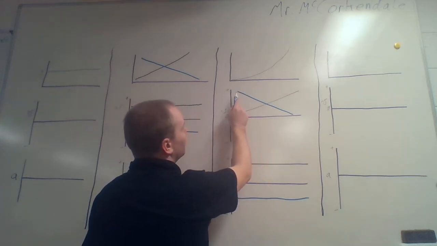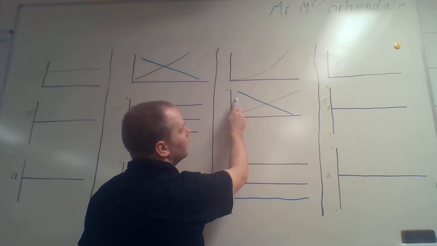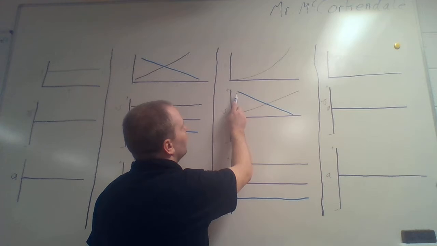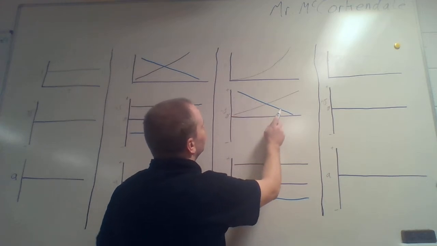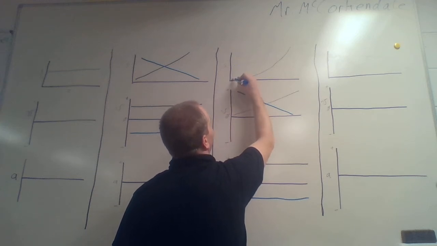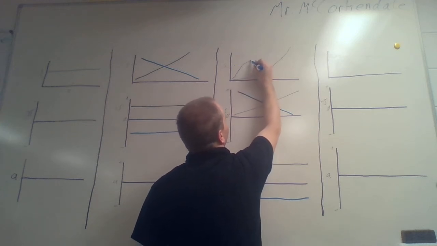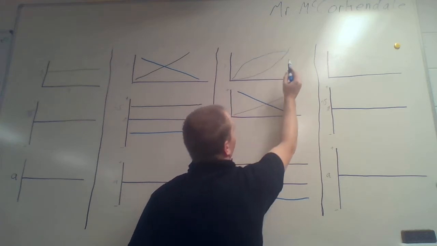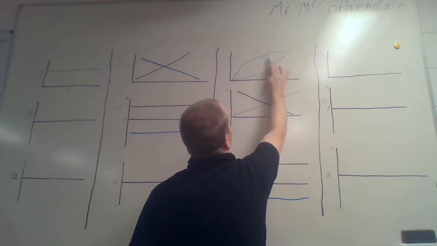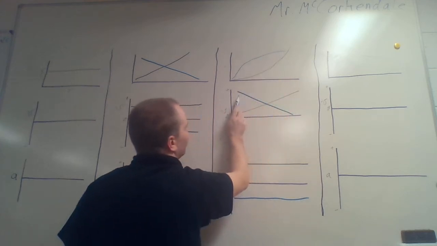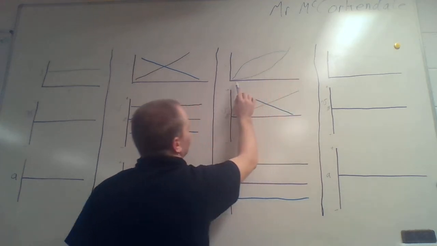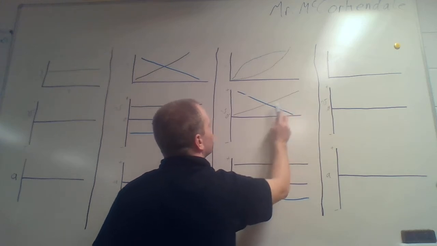For the other one, we start with a high velocity, still moving away, but we are slowing down. So this one would start steep because we have a high velocity, but we are slowing down as we go, as our velocity approaches 0. So this line would be the position graph of this line. And this line would be the position graph of this line.